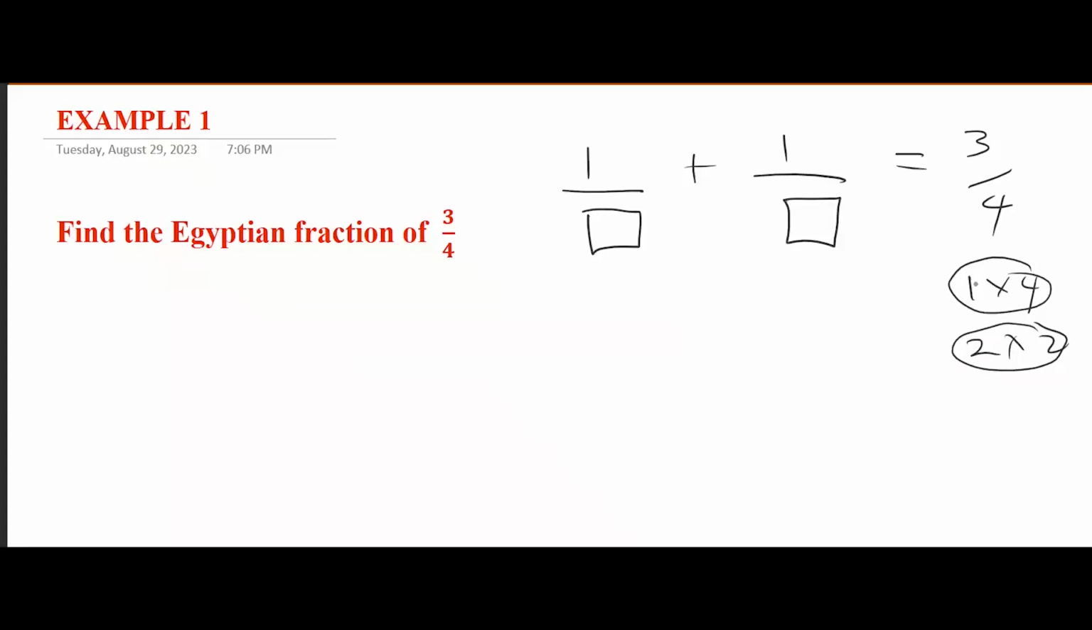If you add 1 to 4, you get 5. If you add 2 to 2, you get 4. You can see that none of these pairs gives 3. So that means you cannot use this. So the option is to find a multiple of 3 out of 4. So the multiple of 3 out of 4 will be 6 out of 8. That is, you multiply the numerator and the denominator by 2. So that will be 6 out of 8, which is a multiple of 3 out of 4.